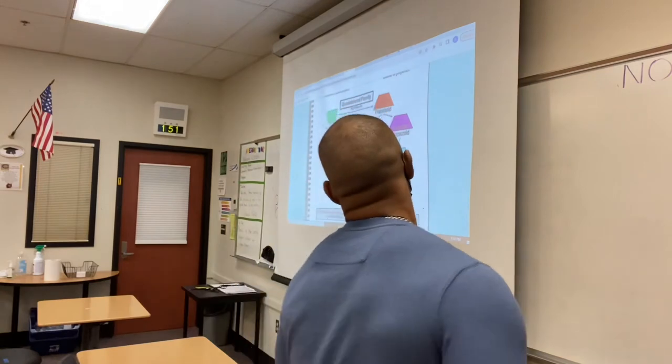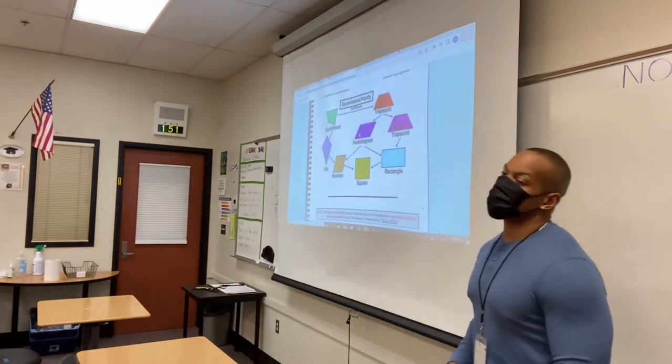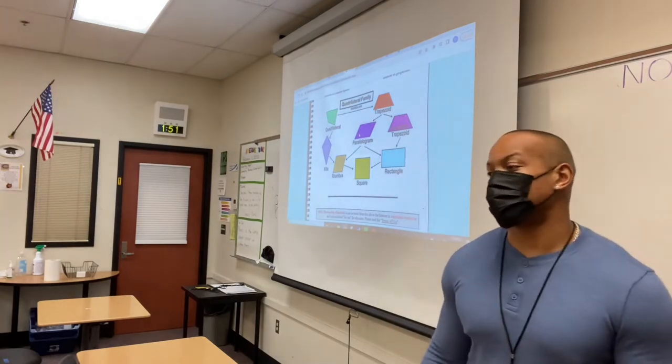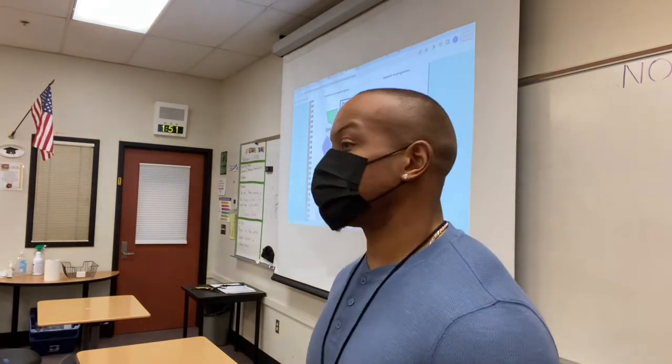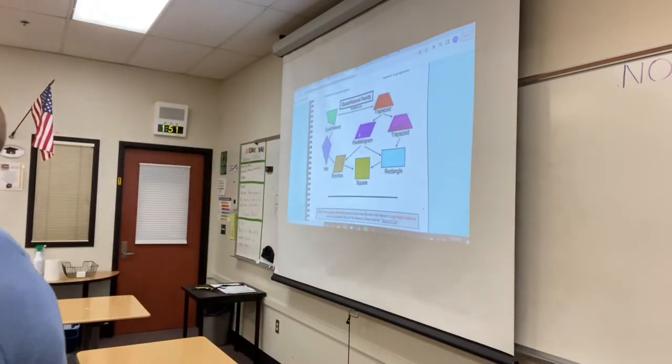Everybody good? This is the quadrilateral family. Remember, the two most important parts. They each have four sides, and the sum total of their interior angles is 360 degrees. Do not forget that.